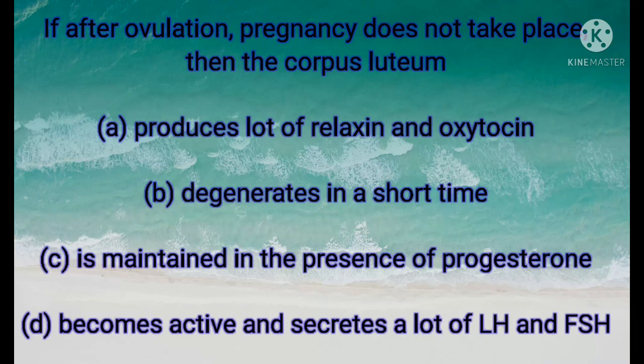Here the next question is: if after the ovulation pregnancy does not take place, then the corpus luteum. First option is produces a lot of relaxin and oxytocin. Second option is degenerates in a short time. The third option is maintains the presence of progesterone, and the last option is secretes a lot of LH and FSH, that is the luteinizing hormone and the follicle stimulating hormone.